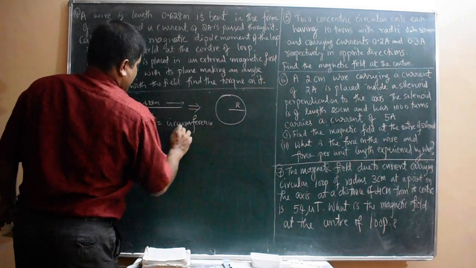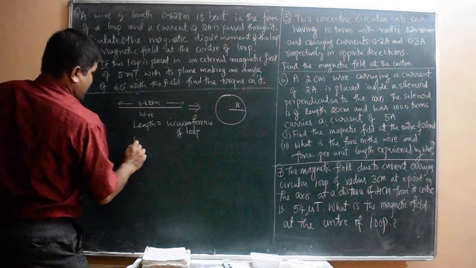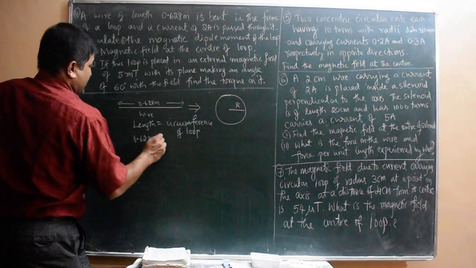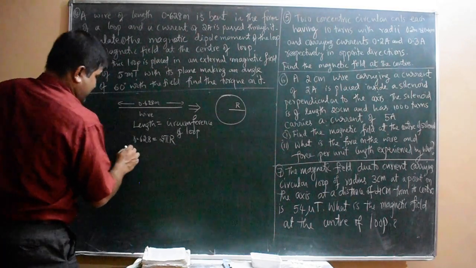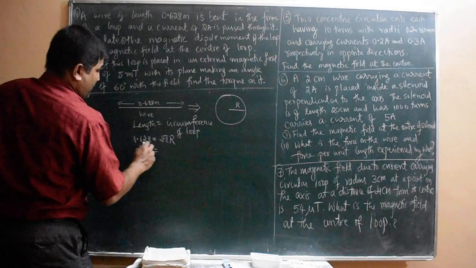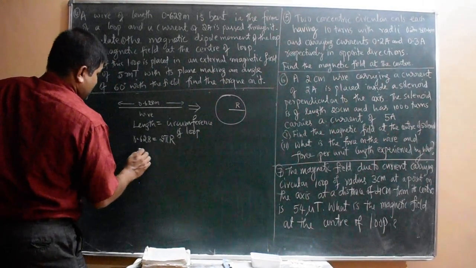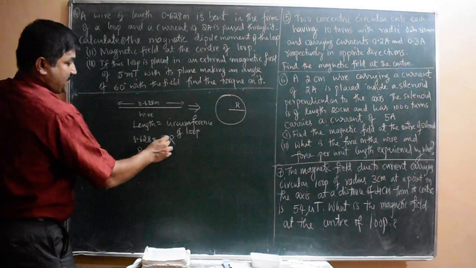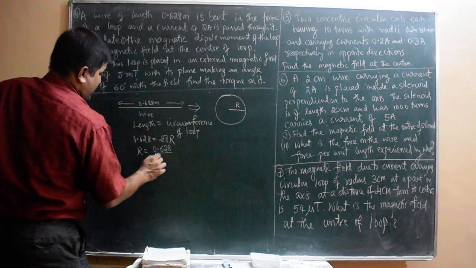Length equal to circumference of the loop. So then what happens? The radius you can get. Length equal to 0.628. Circumference is how much? 2 pi r. So this implies 2 pi r equal to 0.628. I multiply. So radius equal to 0.628 divided by 2 pi, taking 2 pi to the denominator.